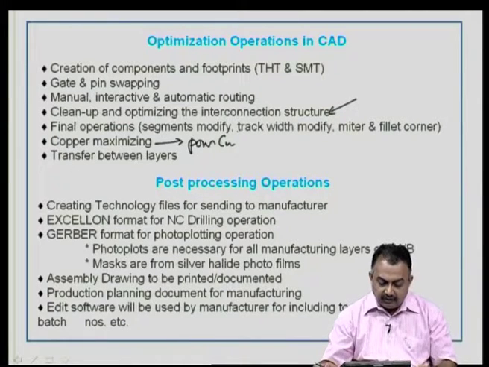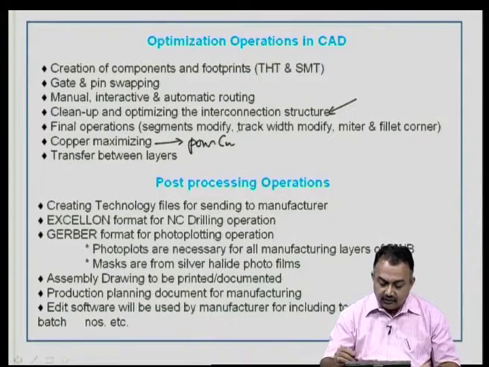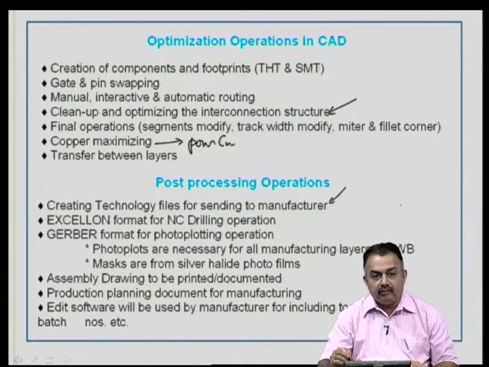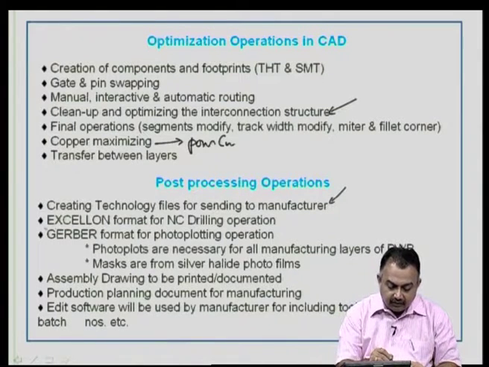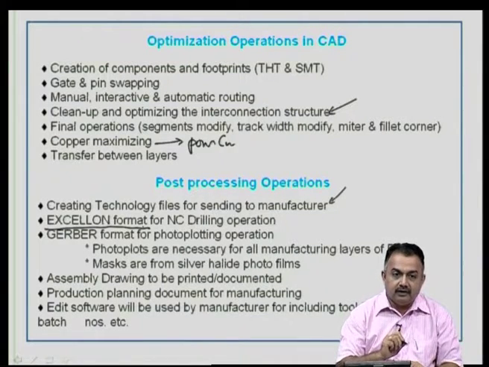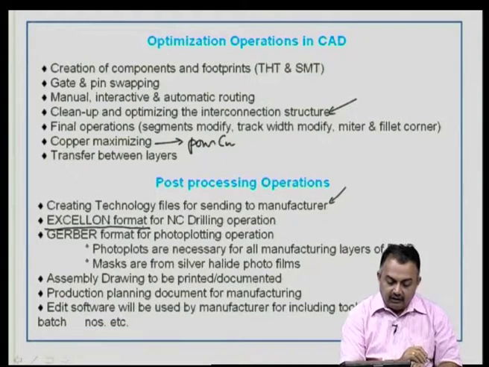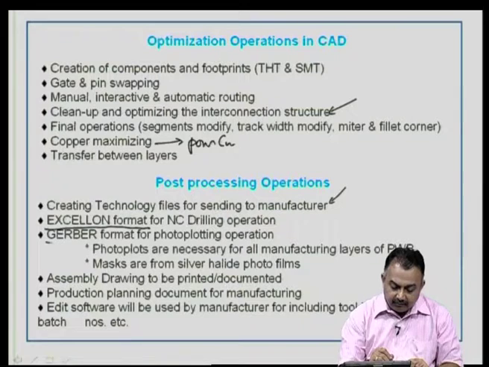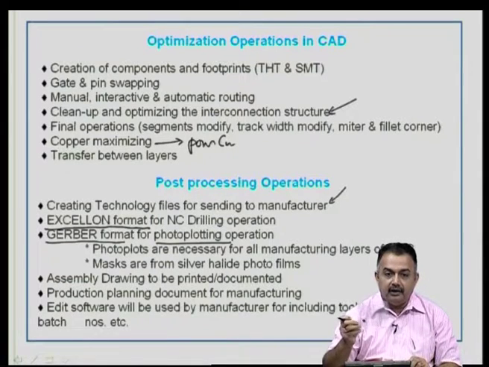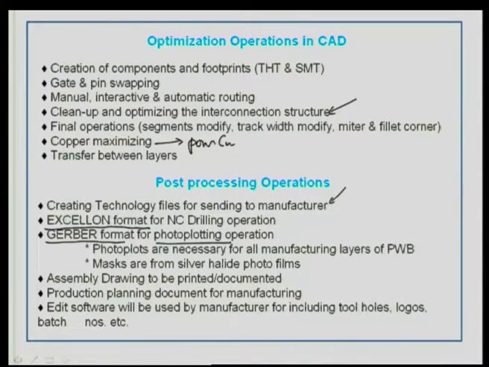Then what are the post processing operations? You can create technology files, as I said, for sending it to the manufacturer. Now, for NC drilling machine, there is a universal format called Excellon. So, all CAD tools will usually generate an Excellon format file that will be used for NC drilling operation by the manufacturer. Then there is a universal format called Gerber for your photo plotting operation. The mask that I showed you has been generated by using a Gerber format.